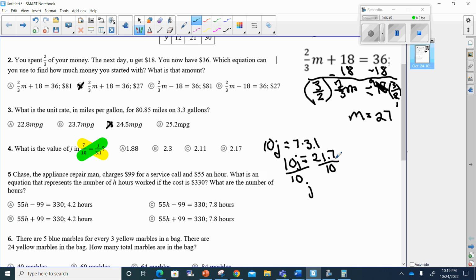When we divide a number by 10, we're making it smaller. And since it's an increment to 10, we'll be moving that decimal over one spot. So this would be 2.17. All right, and 2.17 is going to be D.